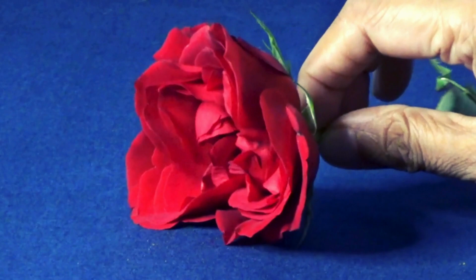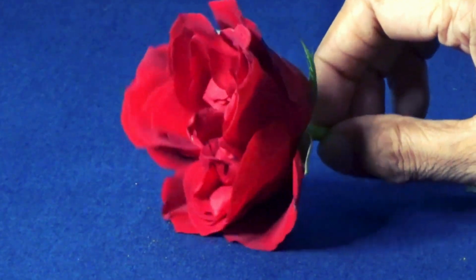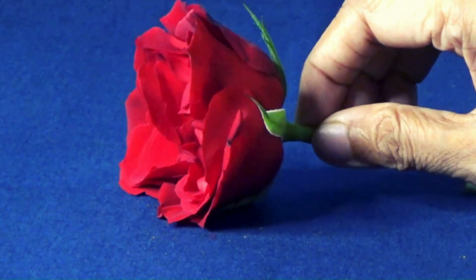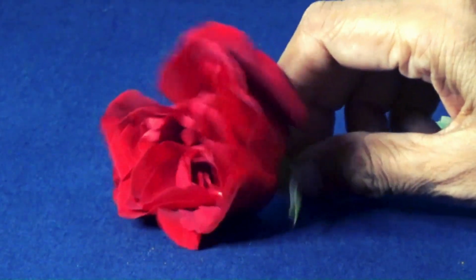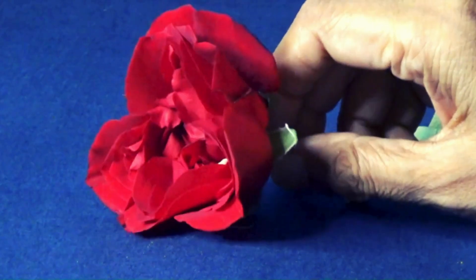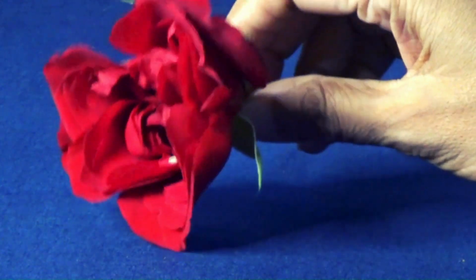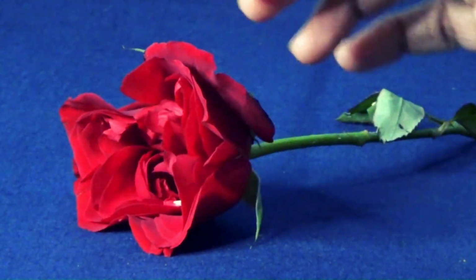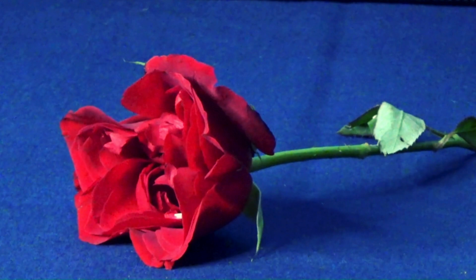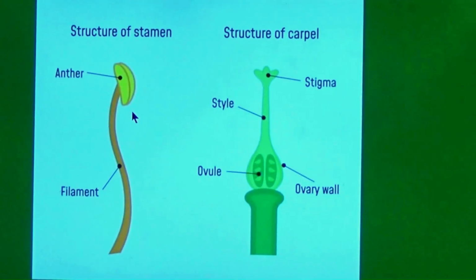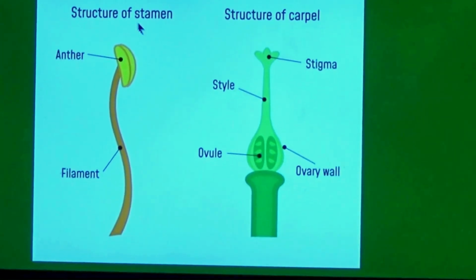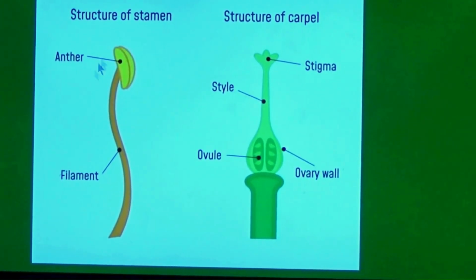Let us look at a rose, which is a compound flower. A compound flower is a combination of many simple flowers. We have learnt about structures of a simple flower. A simple flower has male and female reproductive parts, and a compound flower is a combination of many simple flowers. So here are structures of a simple flower.